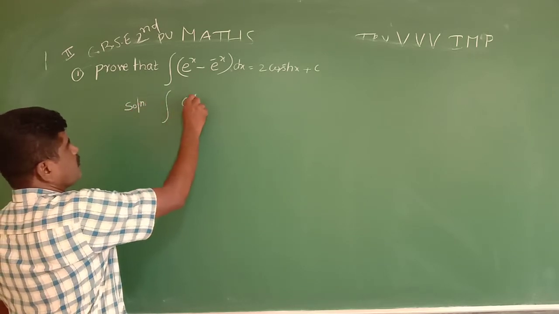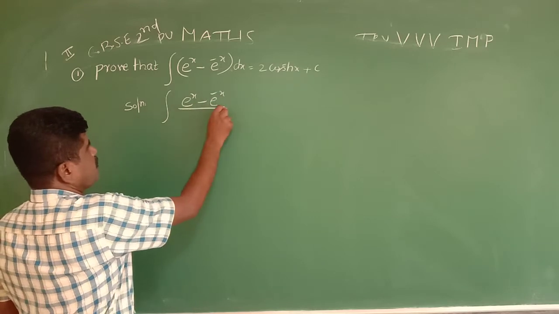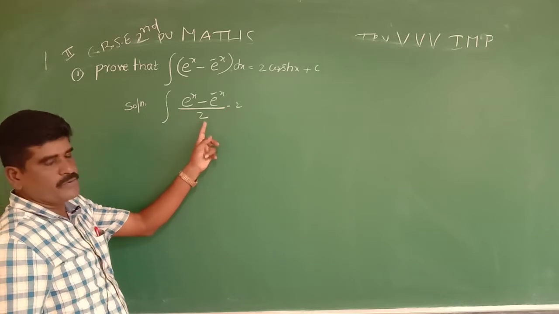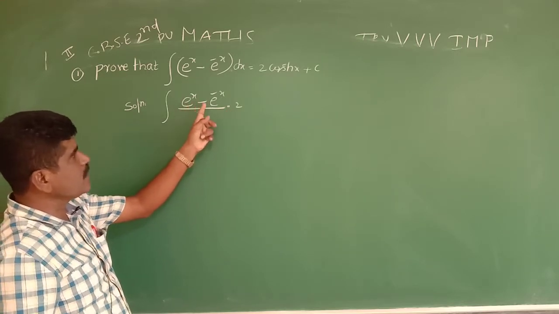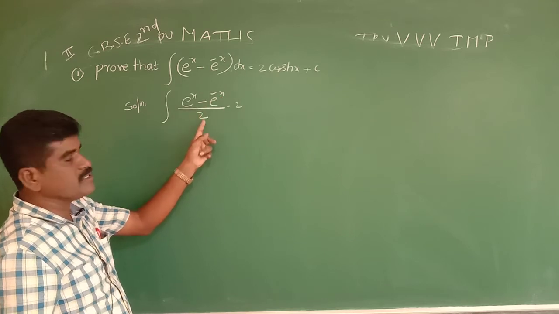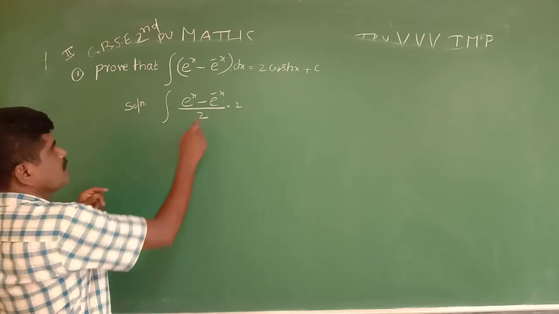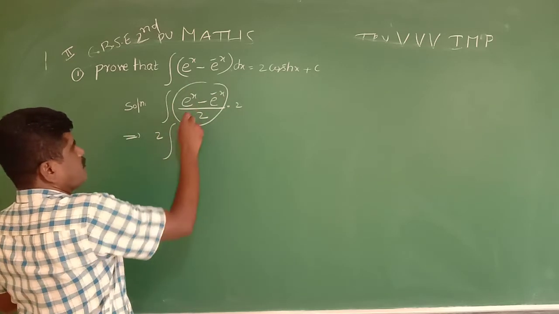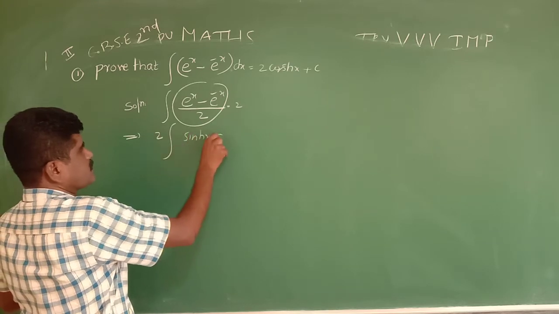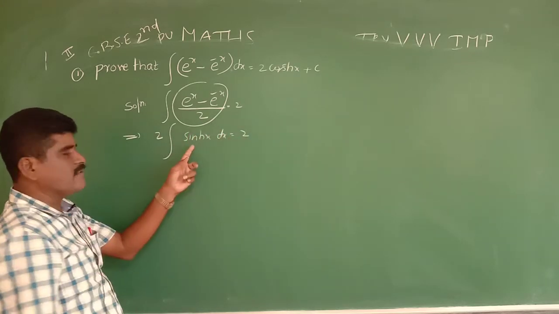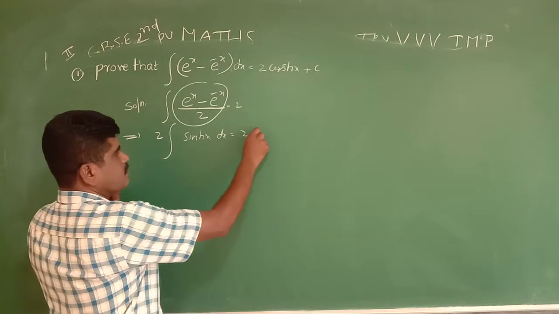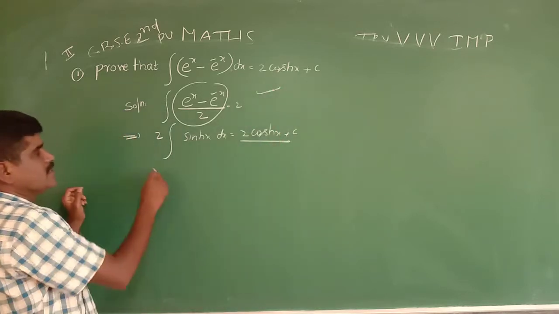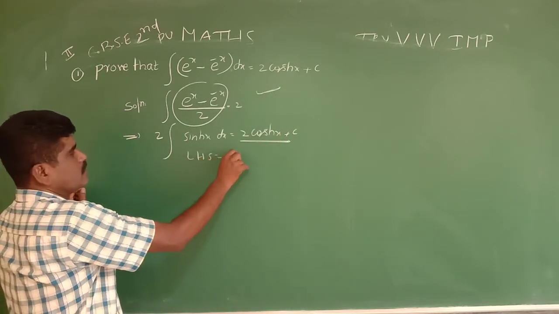Integration of (e to the power of x minus e to the power of minus x) by 2, into 2. Multiplied and divided by 2. Why, sir? Because (e to the power of x minus e to the power of minus x) by 2 is the definition of sinh x. The 2 is taken outside, as a constant. 2 times what is the integration of sinh x? Cosh x plus c. You get the answer. Therefore, LHS is equal to RHS.